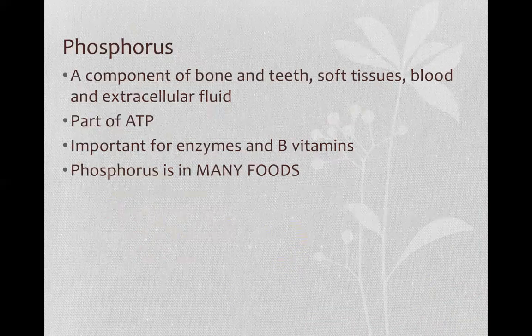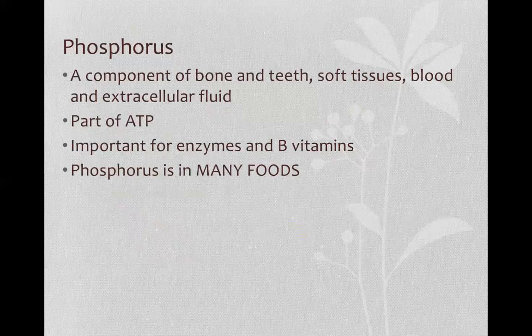Phosphorus is part of ATP. So remember, ATP is adenosine triphosphate. And where do you think those phosphate groups come from? They come from phosphorus that we eat. Phosphorus is vital for enzymes and B vitamins. Phosphorus is found in cell membranes. Just think about phospholipids. Phosphorus is part of DNA and RNA, which is the genetic material in all of the cells. So phosphorus is everywhere.